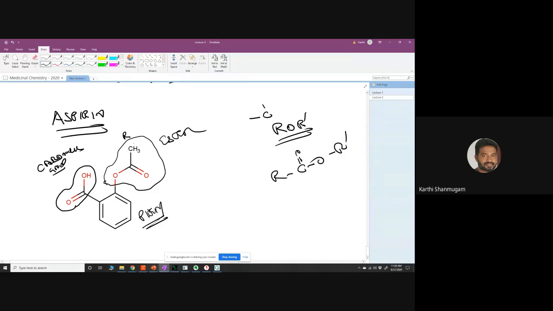If I want to write a functional group for this alone, what's the name of this functional group? I don't want to consider this, but methyl, right? Methyl. Can you tell the name of this specific functional group? Carbonyl. Absolutely right. And what's the name of this specific functional group? ROR dash. Ether, right?